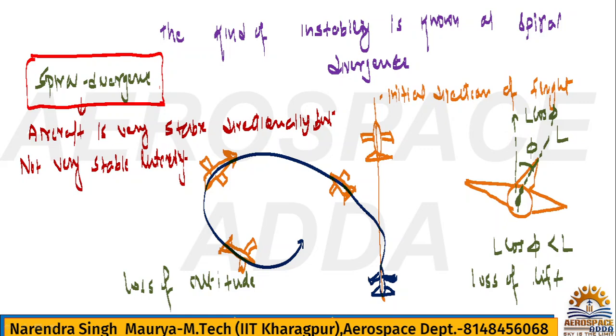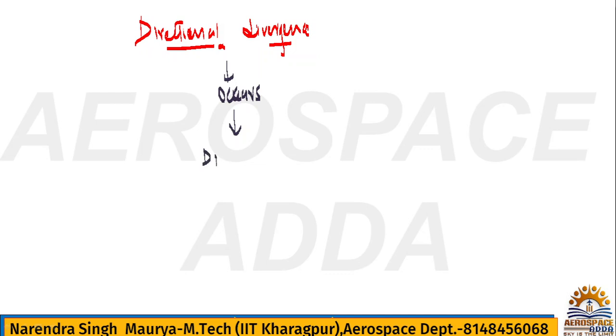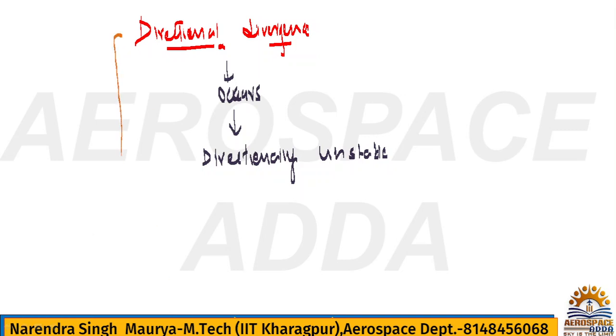Directional divergence. What is the directional divergence? Now see. This will occur when the plane is directionally unstable. Simple. When the airplane is directionally unstable, then what will happen? Directional divergence motion.